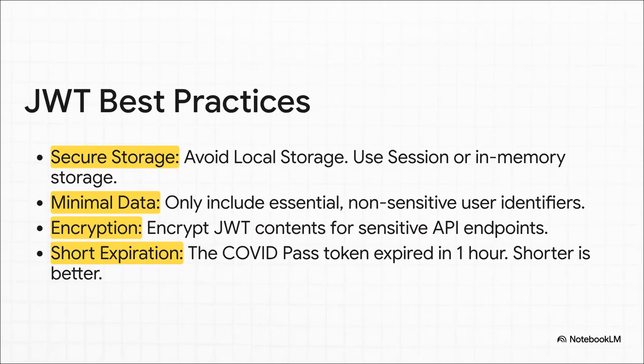Okay, so let's boil this all down. What are the big takeaways? First, store these tokens securely. Just don't use local storage. Keep them in memory, or at the very least, session storage, which wipes itself clean when you close the tab. Second, be a minimalist. Only put the absolute essential data in the payload, never sensitive stuff like a permanent PIN. Third, if you absolutely have to include sensitive data, then encrypt the entire JWT, not just the signature. Add that extra layer of armor.